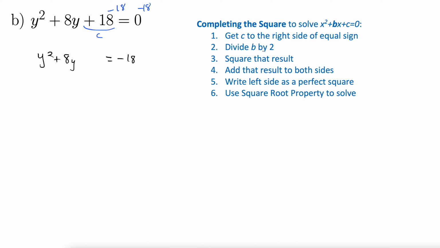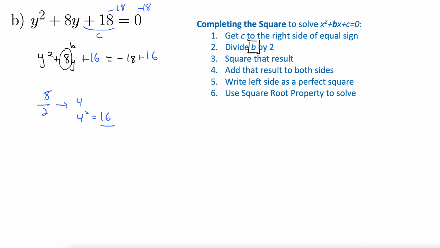Step 2, take our b term and divide it by 2. What is our b term? Well, our b term is the one connected to the single variable. Okay, so we take that, 8, divide by 2, that gives us 4. Square that result, that gives us 16. All right, square that result, that's step 3. Step 4, add that result, so that's 16 now, to both sides. Okay, plus 16, plus 16.